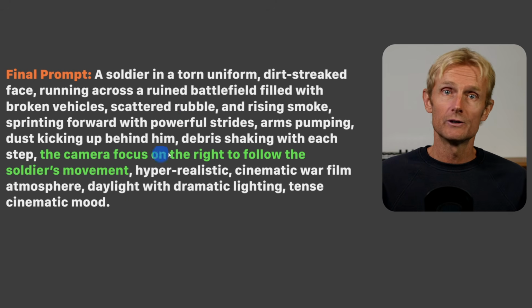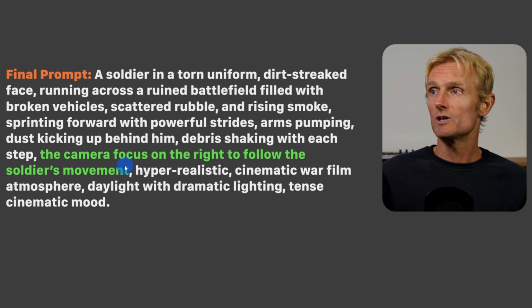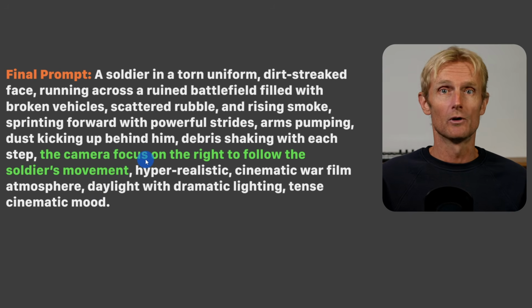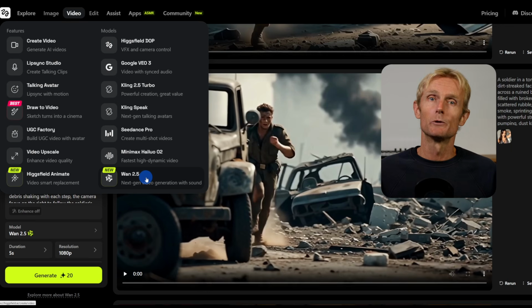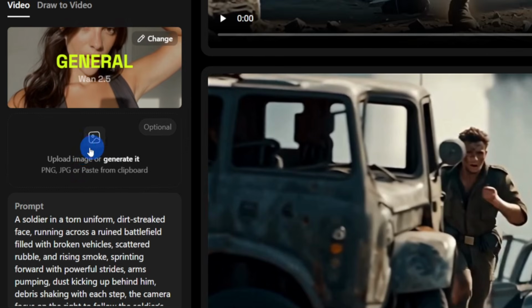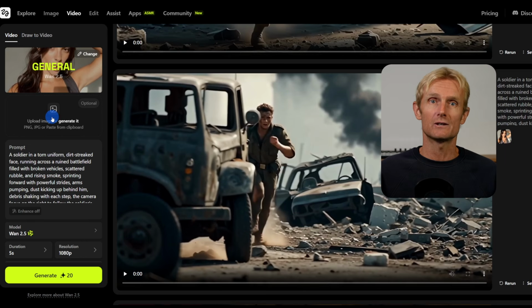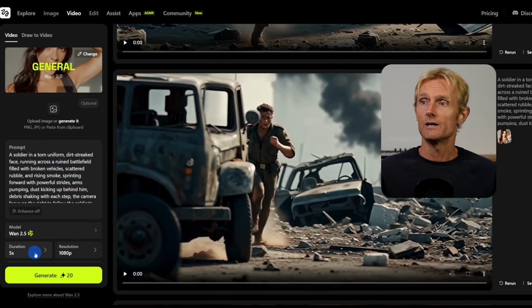And here is the final written out prompt, and you can see I used the same camera focusing prompt technique as before. And now in the video tab with the WAN 2.5 model selected, simply don't upload an image here and now you're using the text to video model. So here's my prompt. I've turned enhance to off and I set the duration to 5 seconds and the resolution to 1080p. And that gives us this video.